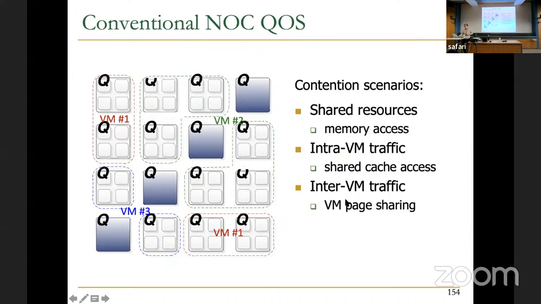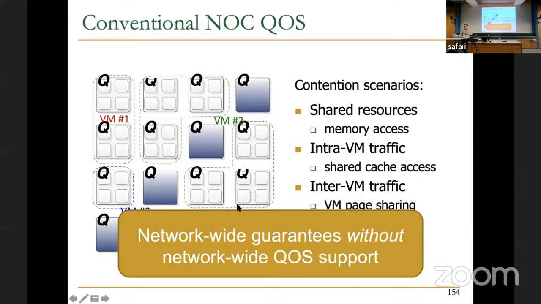So if two virtual machines, for example, share pages, how do they interact with each other? If virtual machines are allocated this way and shared resources are all over the place, and the network is designed in a way that there's a lot of interference to get to the shared resources and to enable the communication, you have to have quality of service in all of the routers in your network, basically. So we want to eliminate that. What we want to get is network-wide guarantees without network-wide quality of service support, if you think about it that way.